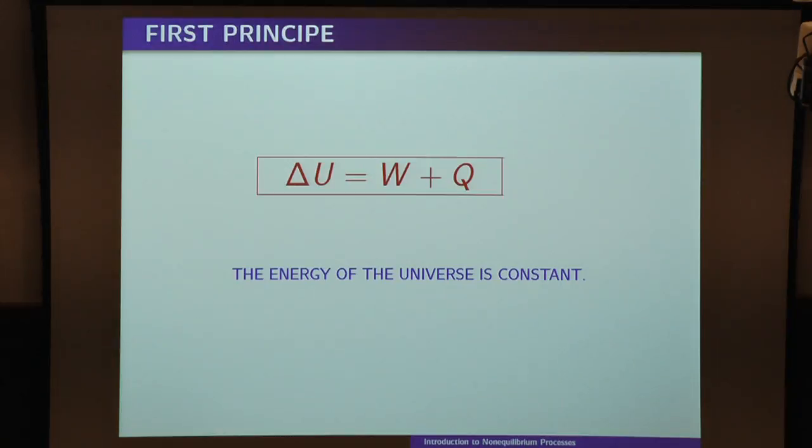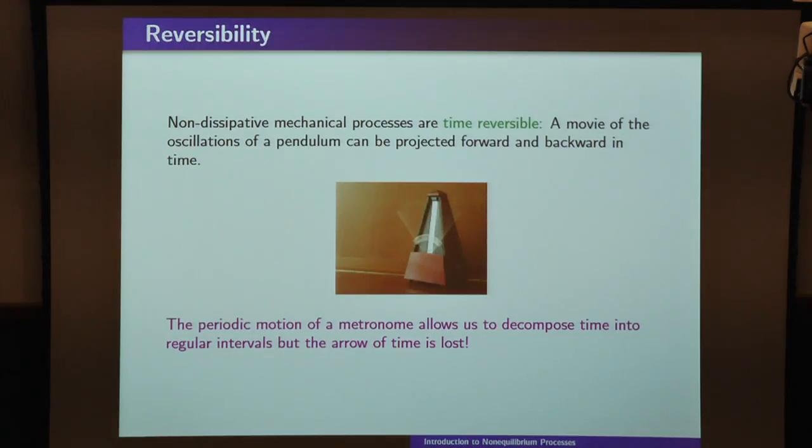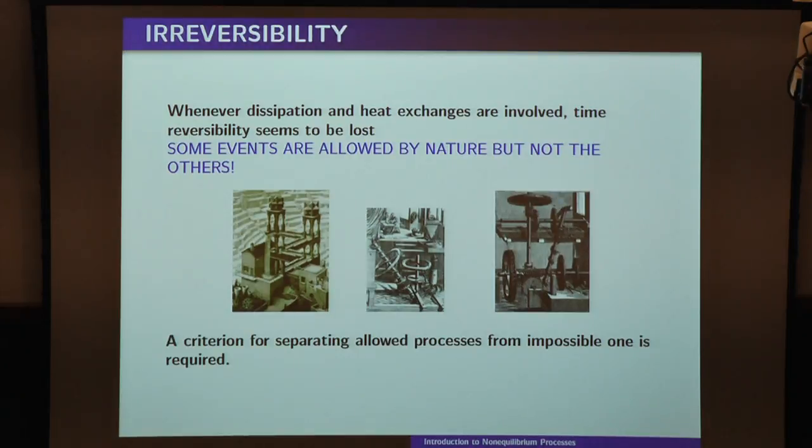Energy is constant in the universe. But we also know that things are not always time reversible: if you make a movie of a process and play it backwards, things will seem odd. And the reason is related to what Clausius discovered, but before even Clausius, Carnot, let's be a bit chauvinist today. Carnot, this great French guy, discovered that not all processes are possible and can be realized in nature. Some mechanisms are possible, some are not. And one needs a well-defined criterion to separate allowed processes from impossible ones.